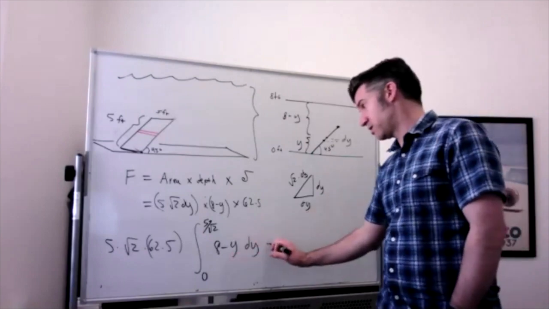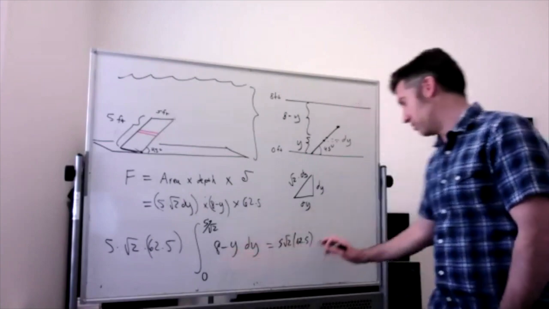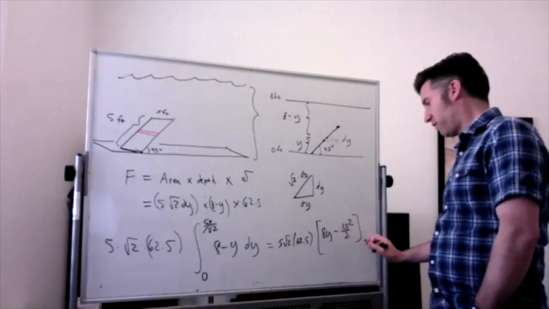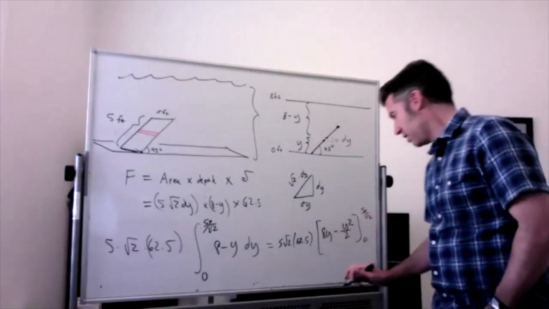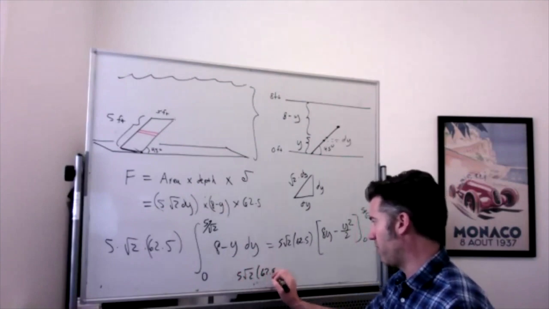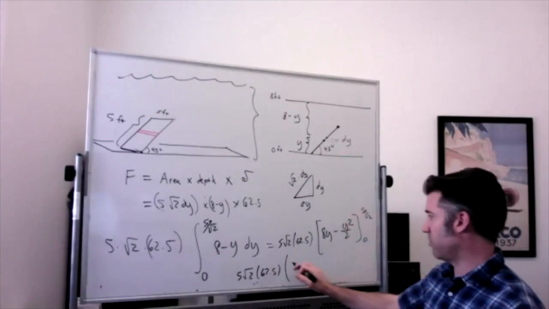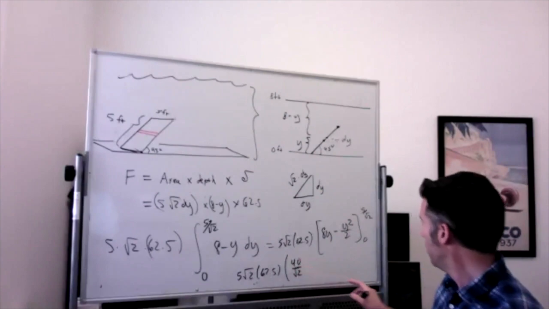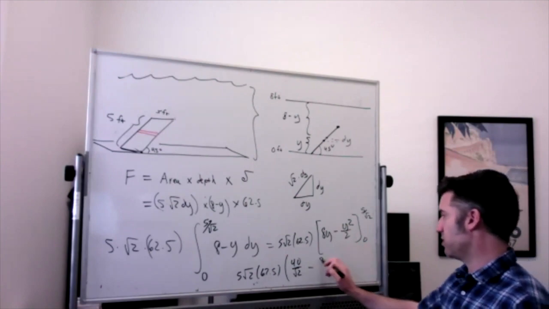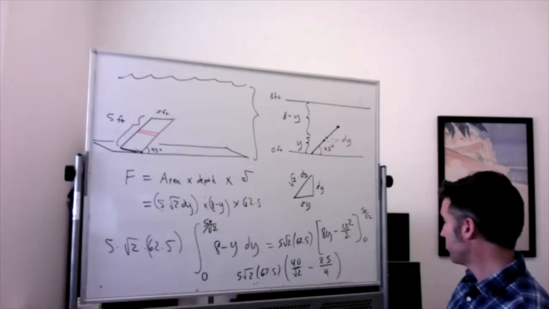And we integrate this, we'd have 5 root 2 times 62.5 times the integral of this, which would be 8y minus y squared over 2 from 0 to 5 over root 2. And then we plug in, and we get 5 root 2 times 62.5 times 8 times 5 over root 2, which is 40 over root 2. And 5 over root 2 squared is 25 over 2, over another 2 is 25 over 4. It's not pretty, but it is what it is.